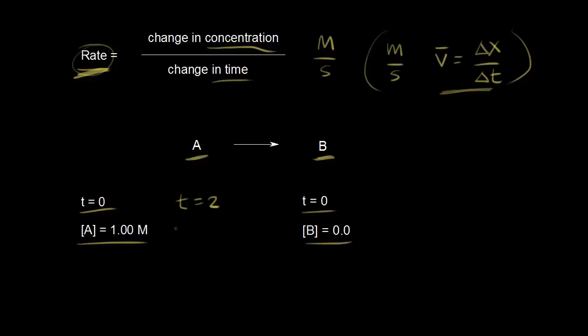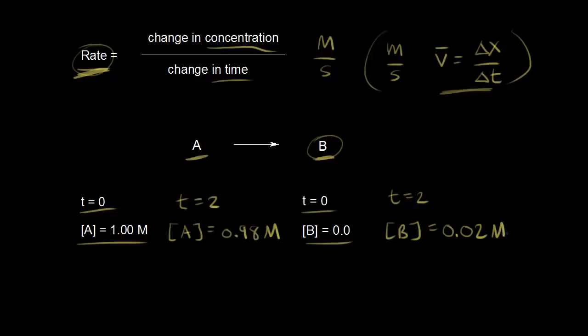So we wait 2 seconds, and then we measure the concentration of A. Obviously, the concentration of A is going to go down because A is turning into B. Let's say the concentration of A turns out to be 0.98 molar. So we lost 0.02 molar for the concentration of A. Since A turns into B, after 2 seconds, the concentration of B is 0.02 molar, right? Because A turned into B. So this is our concentration of B after 2 seconds.